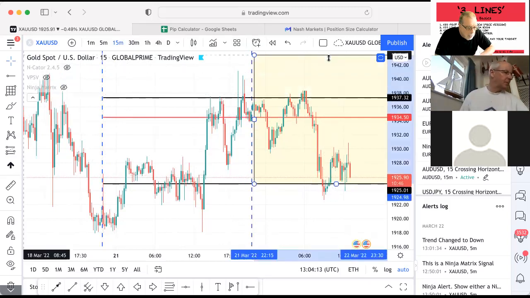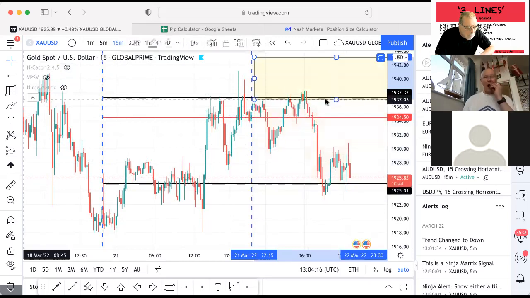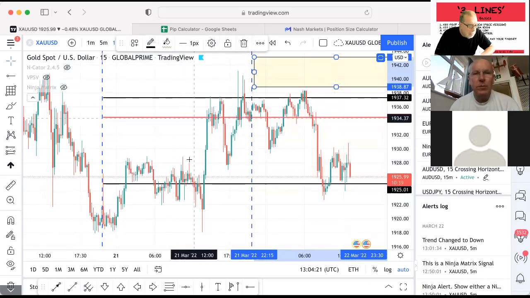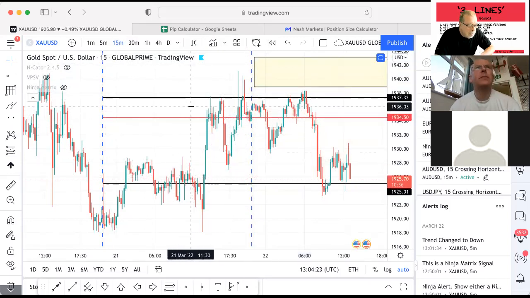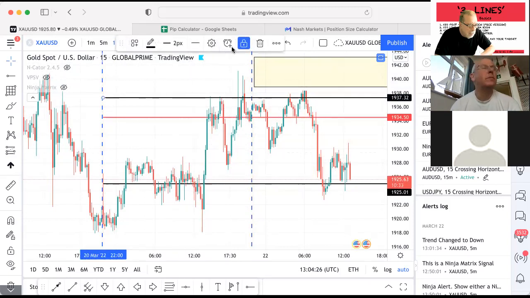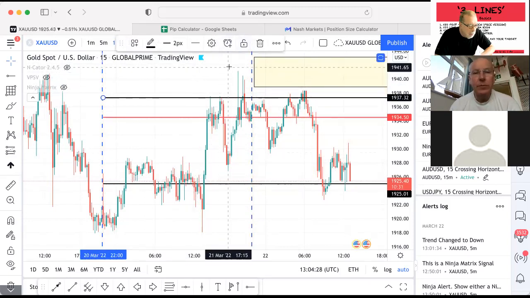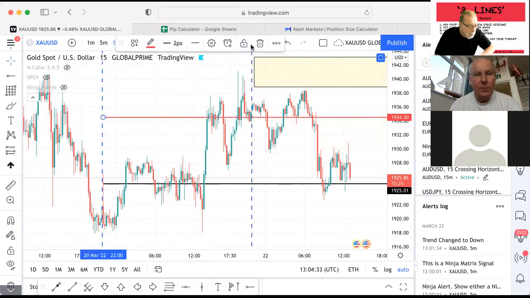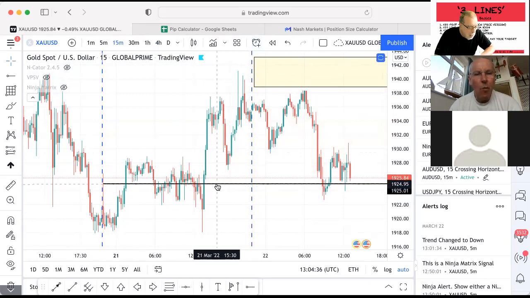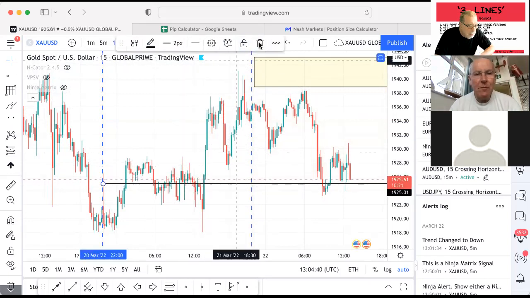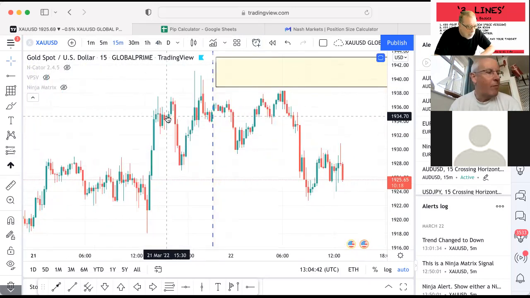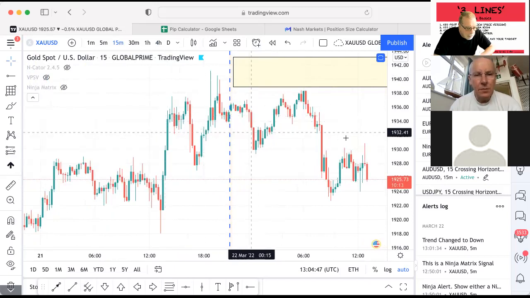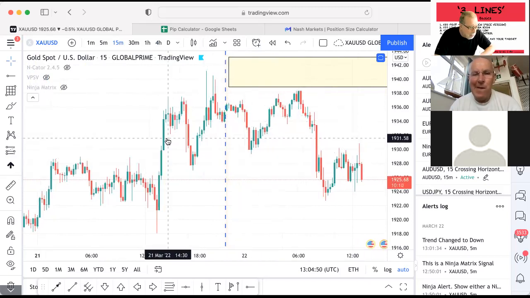So if I move my shaded area out the way for now, and I take off these 3 lines, I believe I've locked them. Yeah, I took the precaution of locking them this time because I moved them around quite a bit before. So unlock them and then get rid, and unlock and get rid. Okay, so we've now got the bare chart for gold. This is today's trading, and this is yesterday's trading.